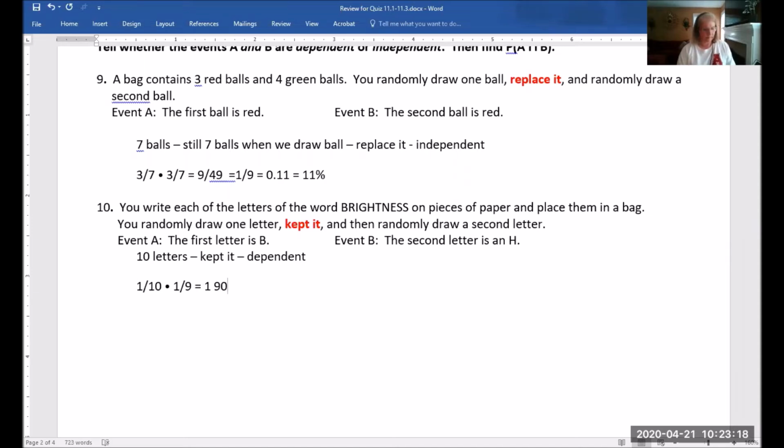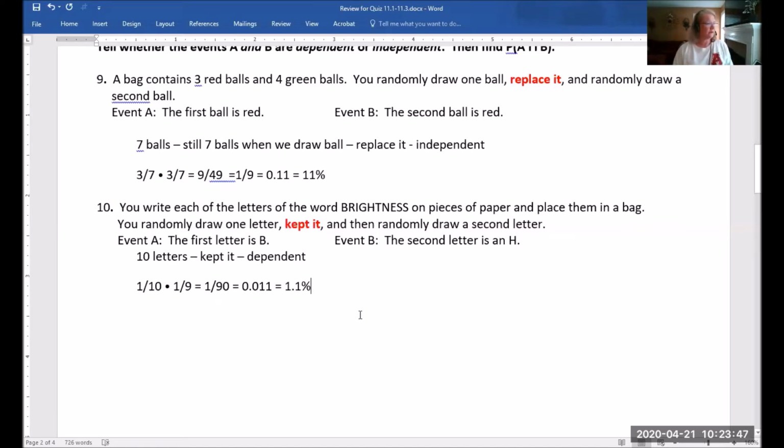So once again, if we were to turn this into a decimal, 1 divided by 90 is going to be 0.011. And if we were to talk about this as a percentage, remember again, we're moving the decimal place 2 places to the right. So this is going to be 1.1%. Any questions on that one?